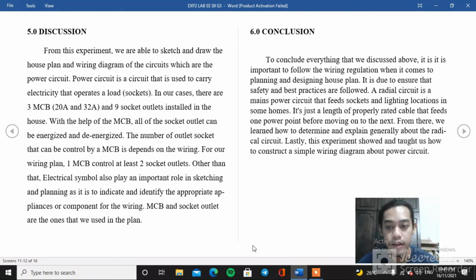And lastly, this experiment showed and taught us how to construct a simple wiring diagram of a power circuit.